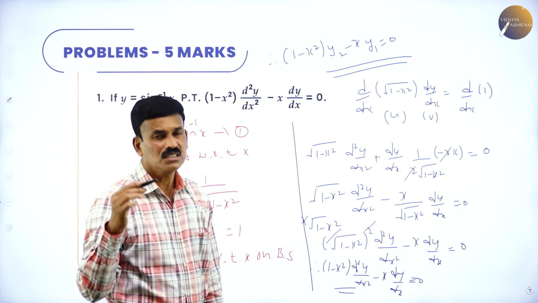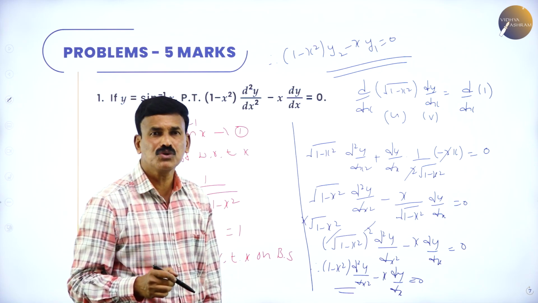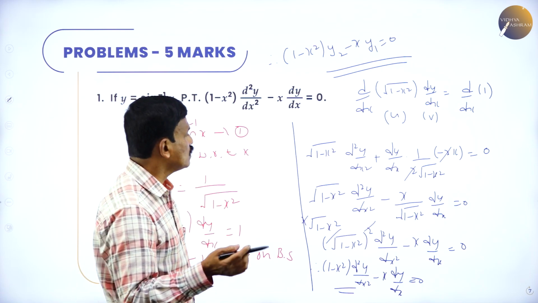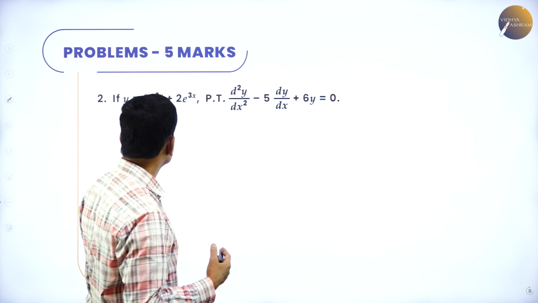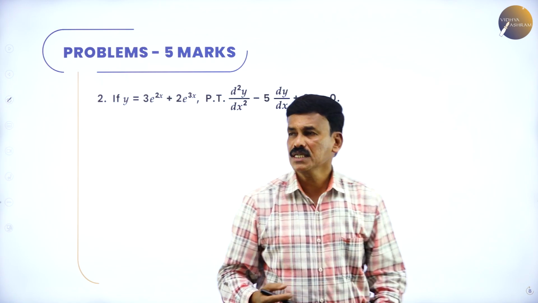If you do this much, definitely you will get 5 marks. Very important type of problem. Similarly, there is the same question for cos inverse x also. Now move on to the next problem. What is the next problem?